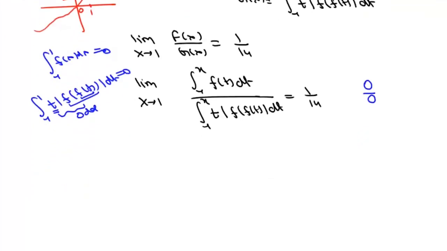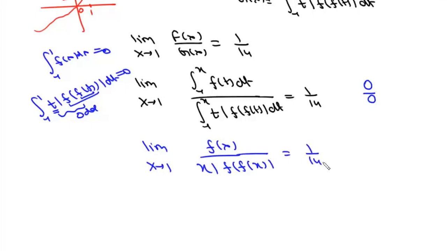So if we differentiate this, we can write this as the limit x tends to 1 of f(x), and here it will be x into mod of f(x), that is equal to 1 by 14. Now if we put x as 1, we write this as f(1) upon mod of f(1), that is equal to 1 by 14.